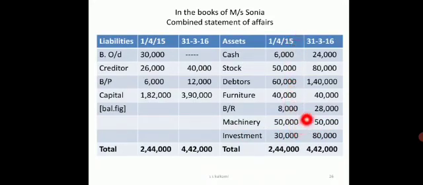Always total the asset side first. The opening balance gives me 2,44,000, whereas the closing total is 4,42,000. Write the same total on the liability side. Now from the respective totals, deduct the amounts from the opening column, and from the closing date, deduct the amount. So from 2,44,000, if I deduct 30,000, 26,000 and 6,000, there is a difference of 1,82,000, which is treated as opening capital. Similarly, from 4,42,000, if I reduce 40,000 and 12,000, I will get 3,90,000. This is my closing capital. So the difference between my assets and liabilities will give me the opening and the closing capitals.